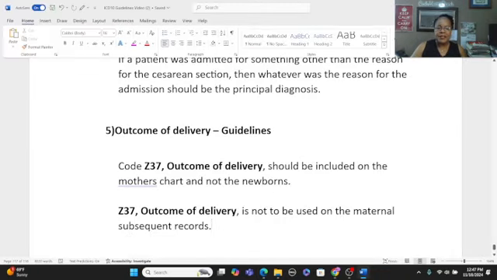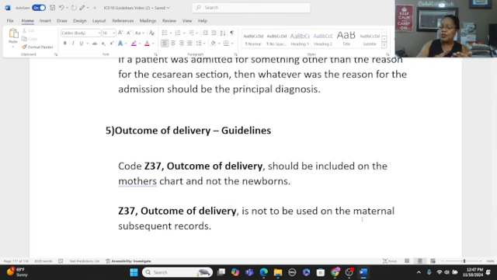Number 5, yep. Z37, outcome of delivery, should be included on the mother's chart and not the newborn's. And that category is not to be used on the mother's subsequent records. Just the visit when she comes in and delivers, identify what was her outcome. Was it a single live born?